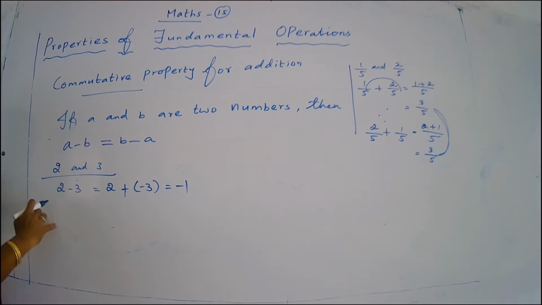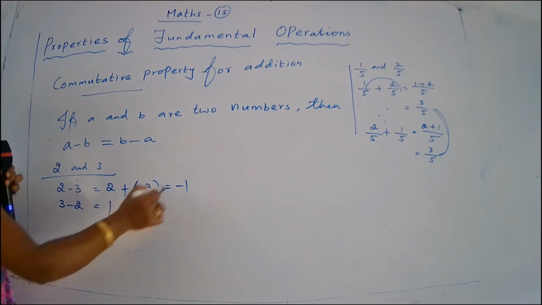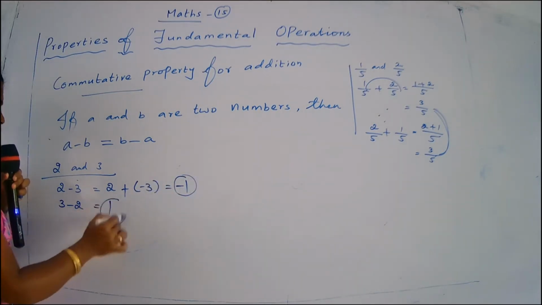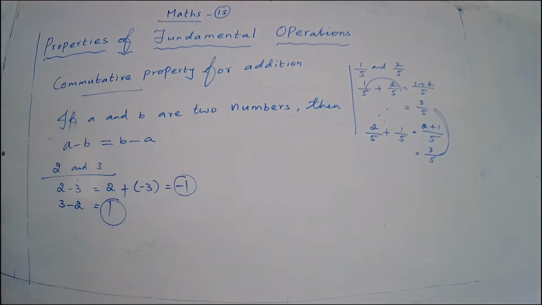Now you change the order. First we found 2 minus 3. Now 3 minus 2. What is the answer? 1. So here it is minus 1, here it is 1. These two answers are different. Yes children, so two numbers cannot be subtracted in any order.